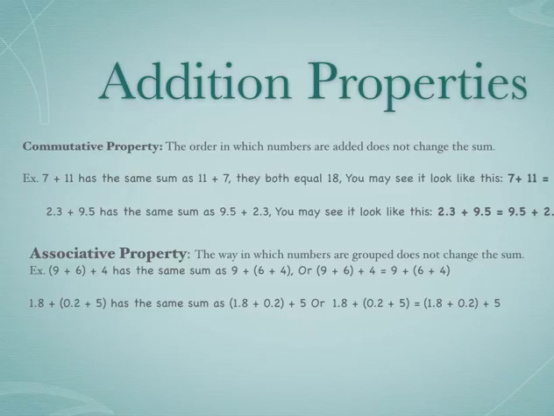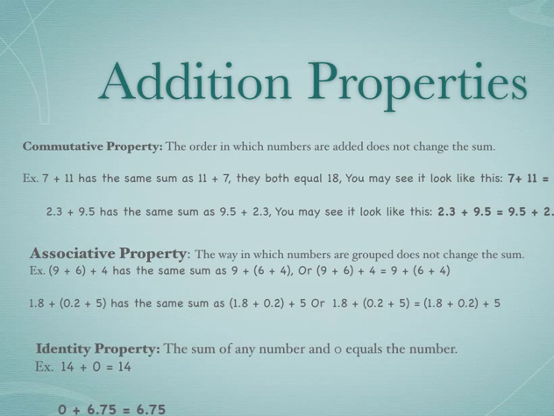Same thing with decimals. 1 8/10 plus 2/10 plus 5/10 that are grouped has the same sum as the grouping of 1 8/10 plus 2/10 plus 5/10. And again, you may see the equal sign in between them. That just says that those sums are going to be the same no matter how they're grouped.